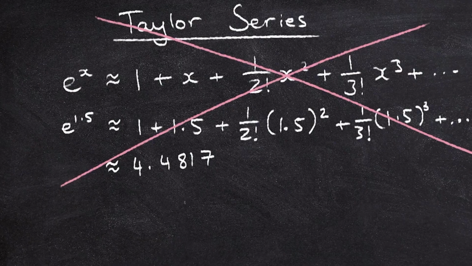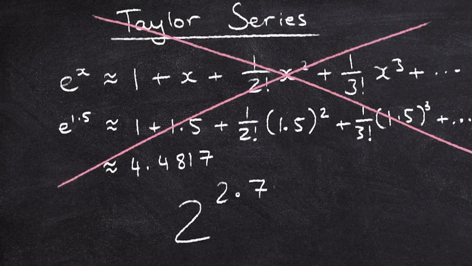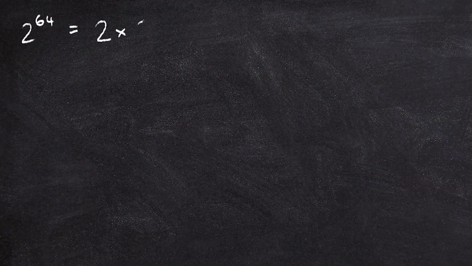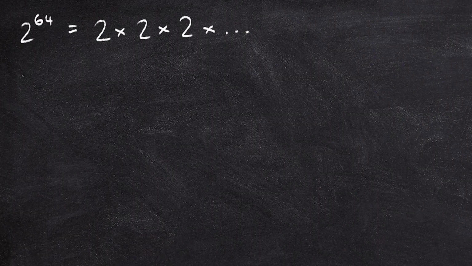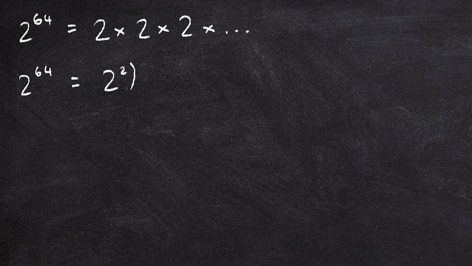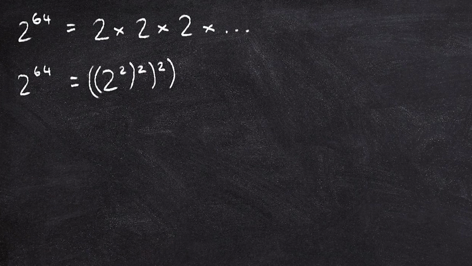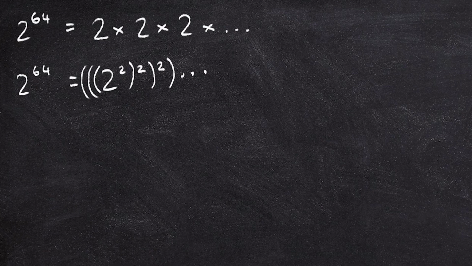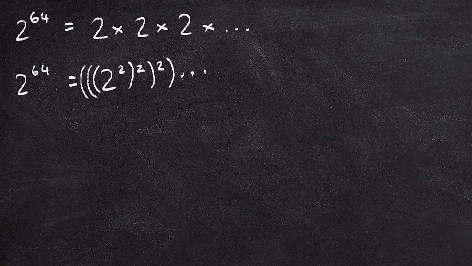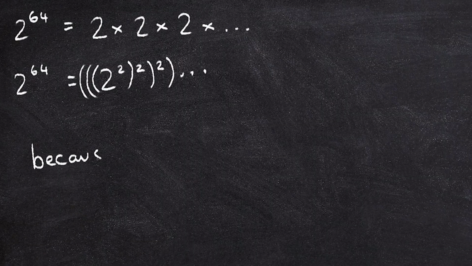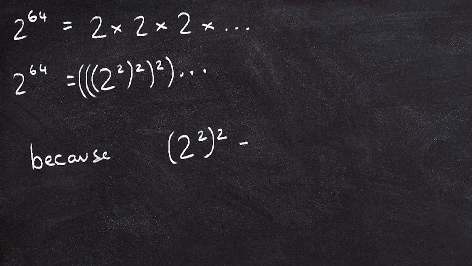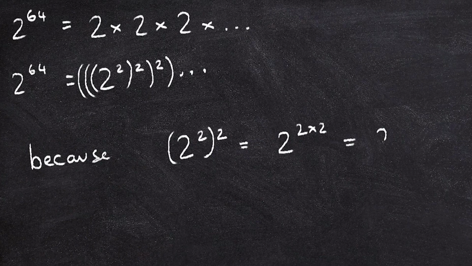Let's say we want to find 2 to the power of 2.7. Remember when I said that if you want to work out 2 to the 64 by hand, then you could either multiply 64 2's together or you could square 2 7 times. Well, that's because when you raise something to the power multiple times, the powers multiply together. So if you raise 2 to the power 2, then raise that to the power 2, you really just raise it to the power 4 because these 2's multiply together.